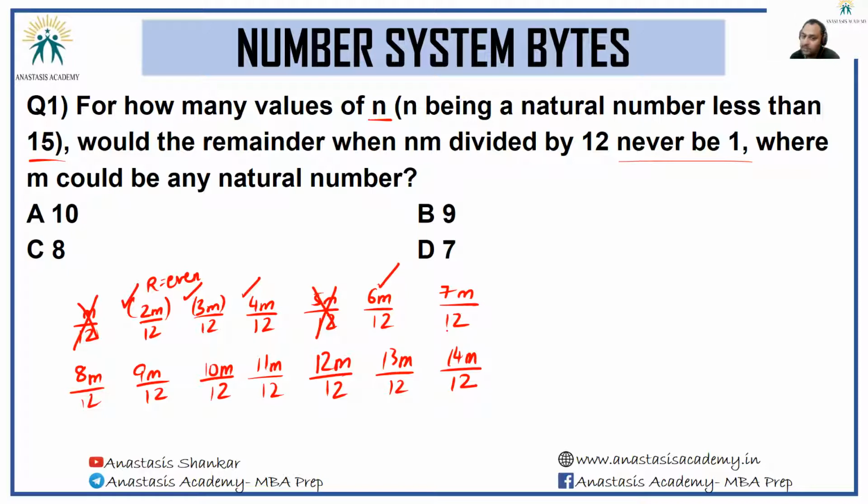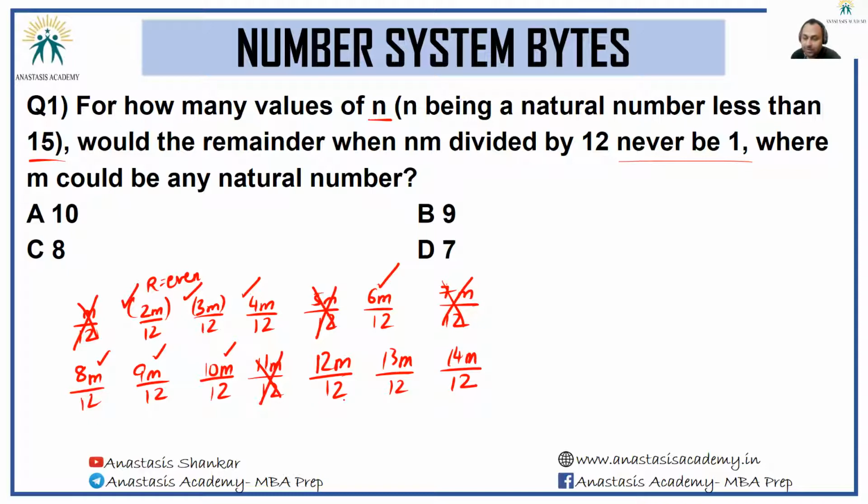7 into something divided by 12, as good as 7 into 7, hopefully you can see. So this case should not be counted. 8 and 12, the remainder will necessarily be a multiple of 4. 9 and 12, remainder will necessarily be a multiple of 3. 10 and 12, remainder will necessarily be a multiple of 2. So these 3 cases should be counted. 11 and 12 are co-prime. So 11 into 11 is 121, can give a remainder of 1 with 12. This should not be counted.